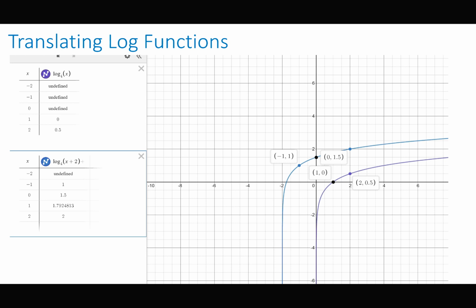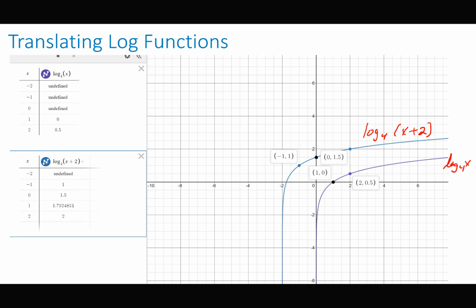We can translate and shift log functions, and they follow the same rules. So this would be log base 4 of x. It's going right through our point 1, 0 right here. Now if I change it to log base 4 of x plus 2, anytime we are changing that x, x plus 2 actually shifts it to the left 2 units.